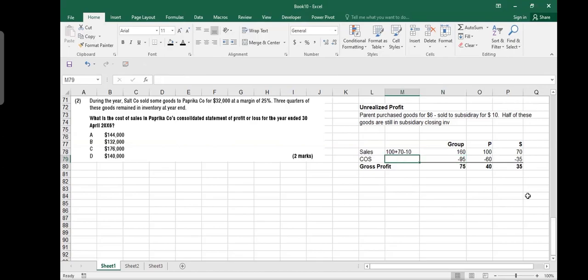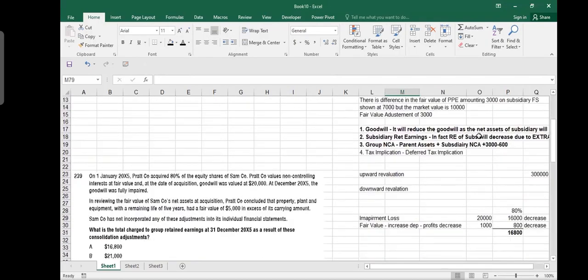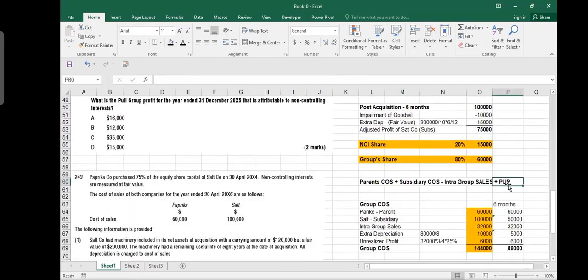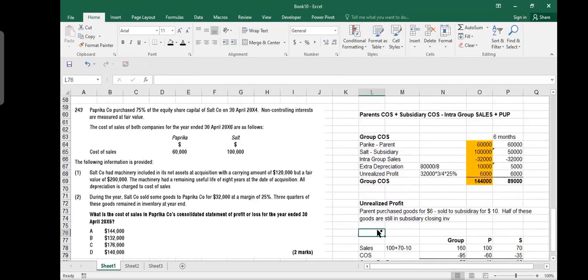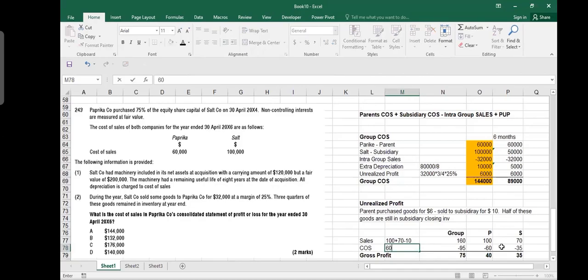The cost of sales formula I wrote above: parent cost of sale plus subsidiary cost of sale minus intragroup sale plus unrealized profit. Let me decrease some space so that you can see it clearly. Parent cost of sale is 60, plus subsidiary cost of sale is 35, minus intragroup sales, not intragroup cost of sales. Please remember that. Just like you wrote 10 above, you write down 10 below. And you say plus unrealized profit, which is $2.